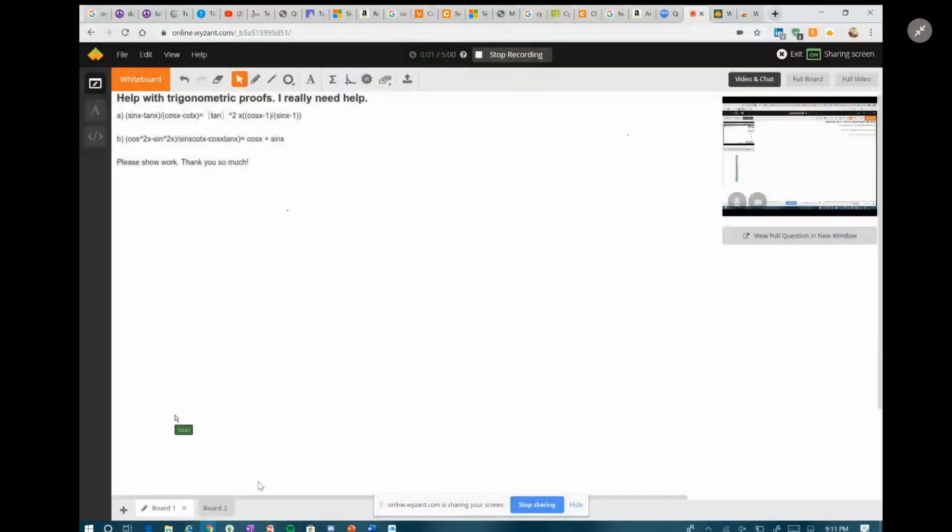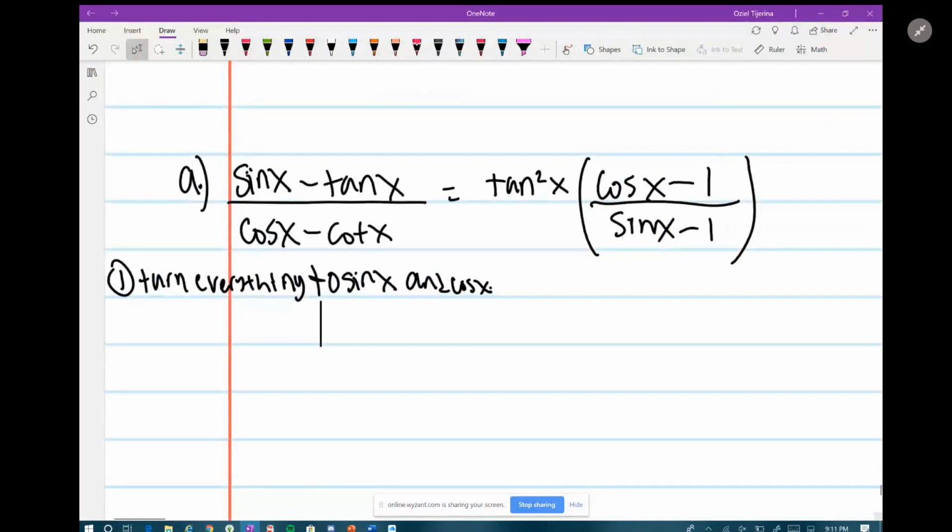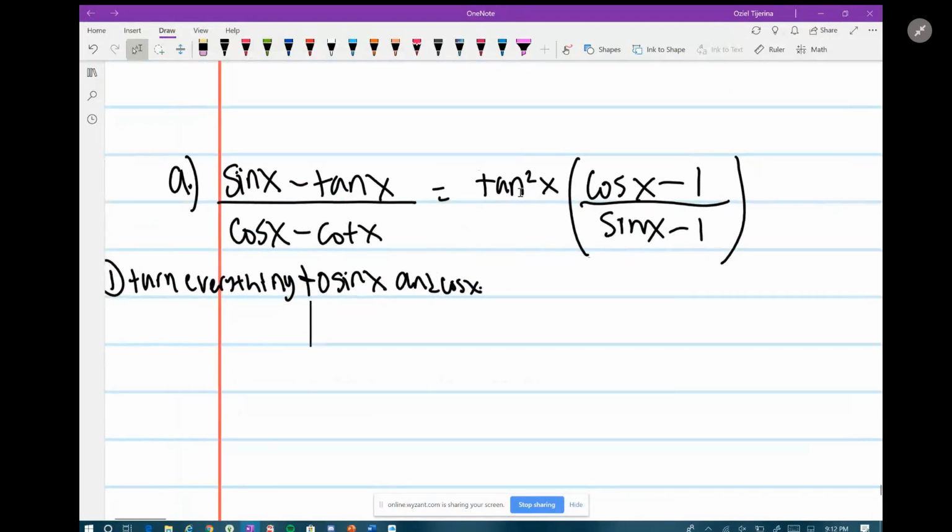Okay, so for the first one, we have (sine of x minus tangent of x) over (cosine of x minus cotangent of x) equals tangent squared of x times (cosine of x minus 1) over (sine of x minus 1). So we have to first turn everything into sine and cosine, that's always a rule to make things a little bit easier.